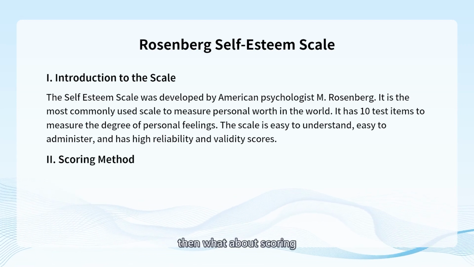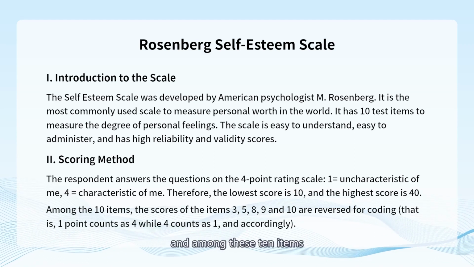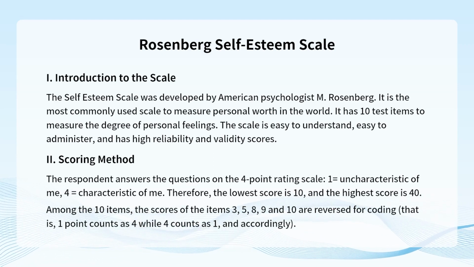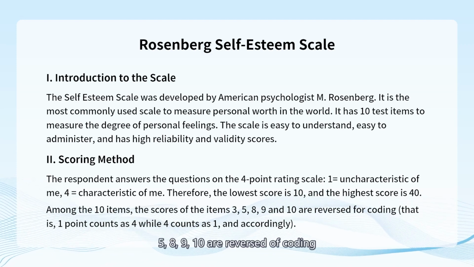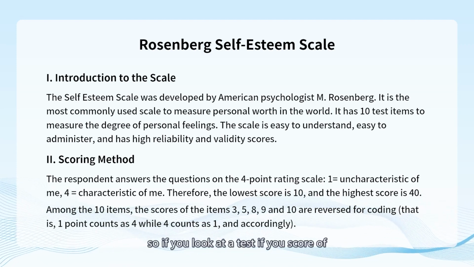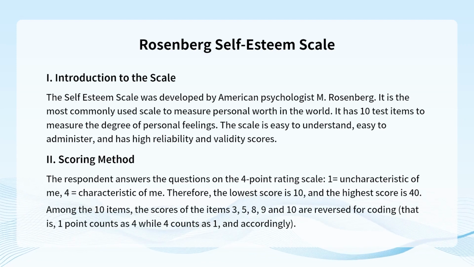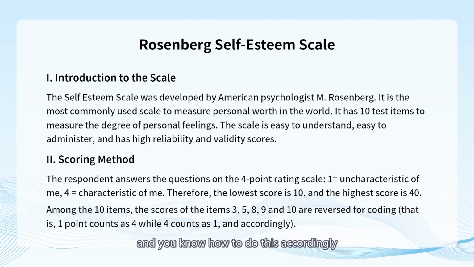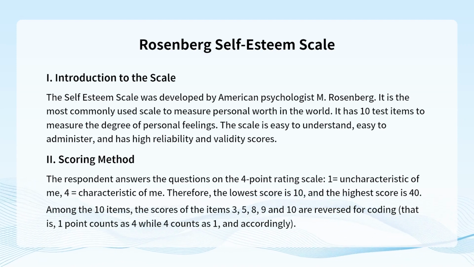Then what about scoring? The respondent answers the questions on a 4-point rating scale. Among these 10 items, the scores of items 3, 5, 8, 9, 10 are reversed for coding. So if you score a 4, it becomes 1. If you score a 1, it counts as a 4. 2 or 3, 3 or 2, and you know how to do this accordingly. Now, please add up your scores.